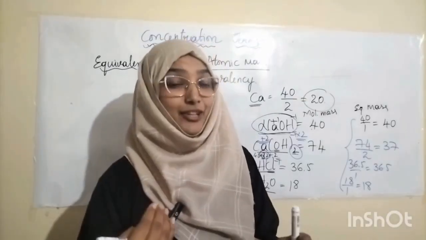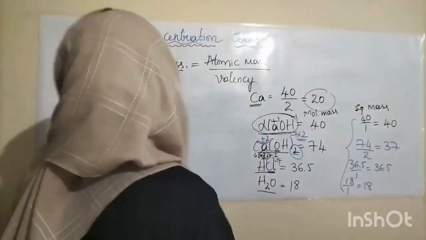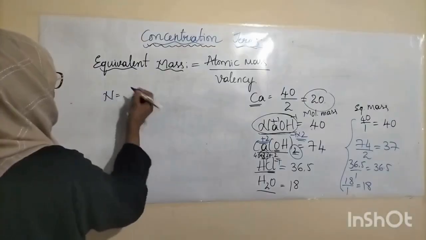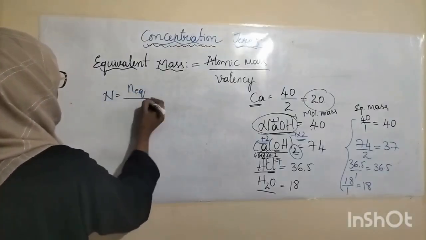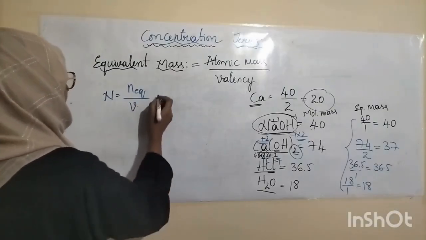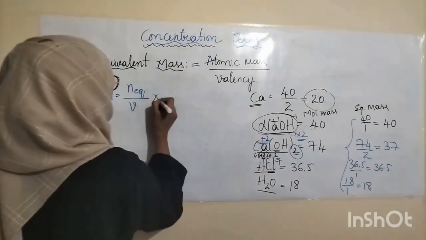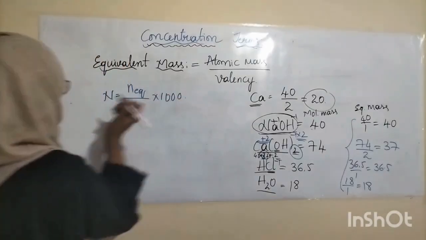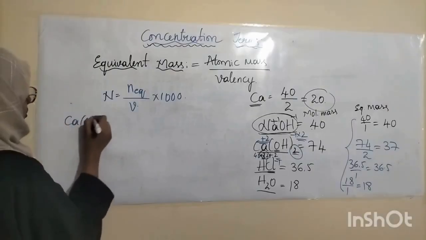You can rewind the video for the formula, or let me write it again. Normality is equal to the number of moles of equivalents divided by the volume of solution. If your volume of solution is not in liters, then we have to divide by 1000. Let me consider calcium hydroxide.